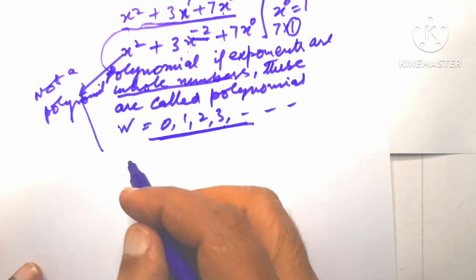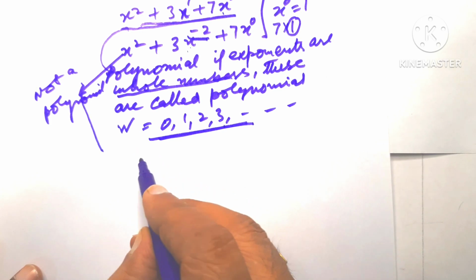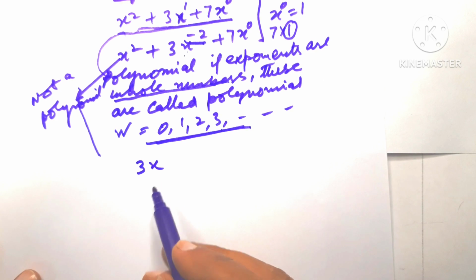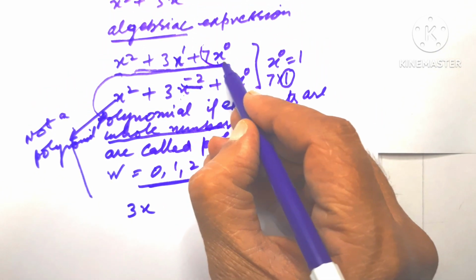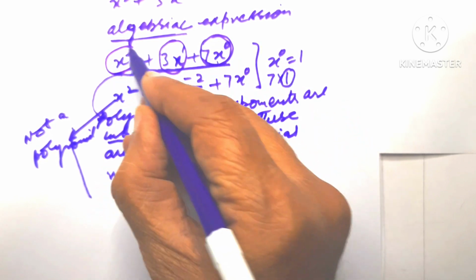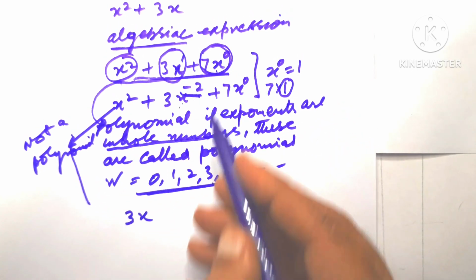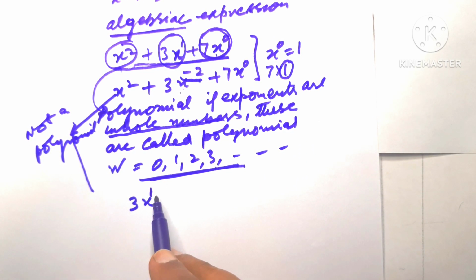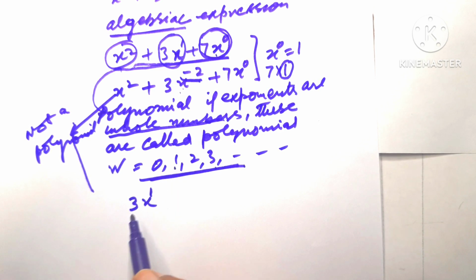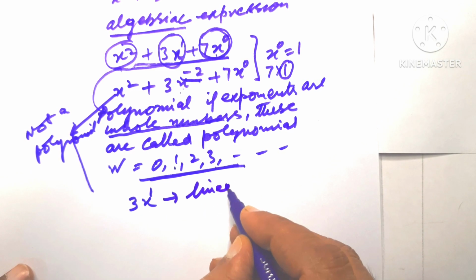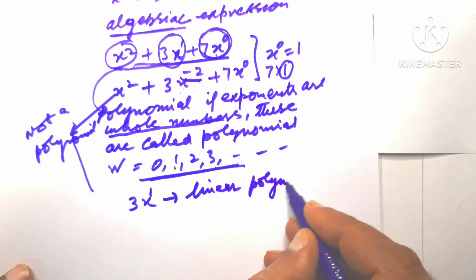Then there are specific types of polynomials. 3x, this is only one term. The numbers joined by the plus or minus signs are called terms. This is one term, second term, third term. So this is a polynomial because the exponent of x is 1, which is a whole number. This type of polynomial is called a linear polynomial.